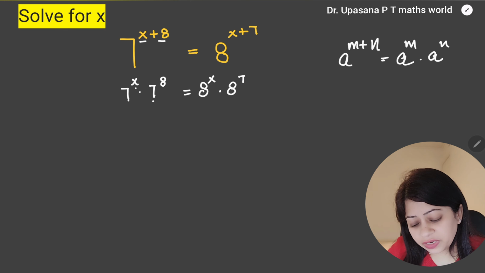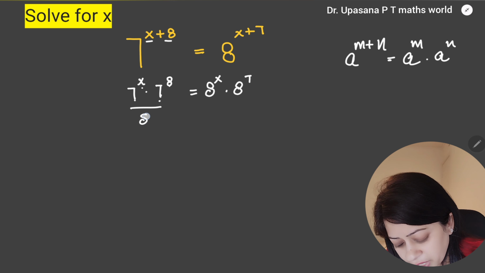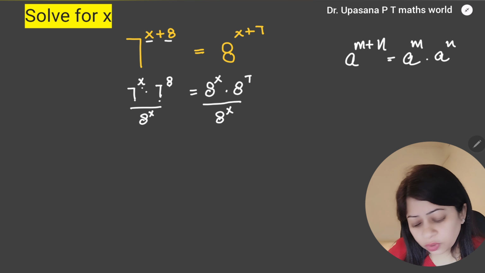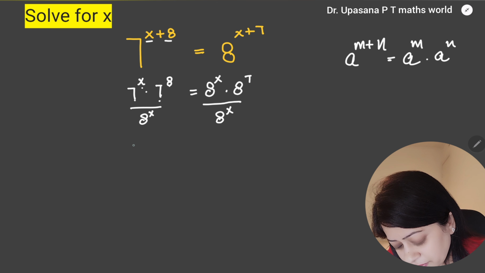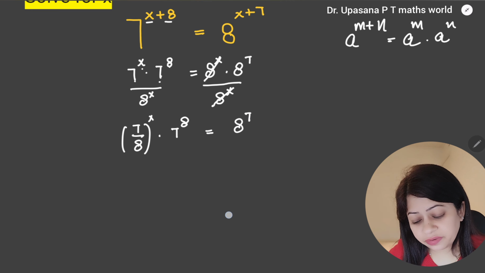Okay. Can we divide both sides with 8 raised to power x? So I am dividing it with 8 raised to power x on both sides. What will I get? I will get 7 by 8 raised to power x times 7 raised to power 8 is equal to, this will cancel out and it will become 8 raised to power 7, right?